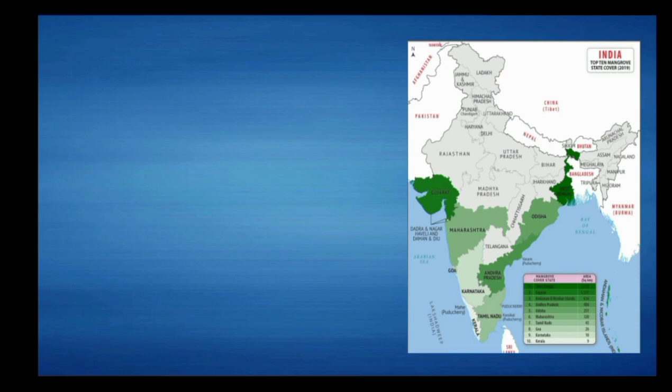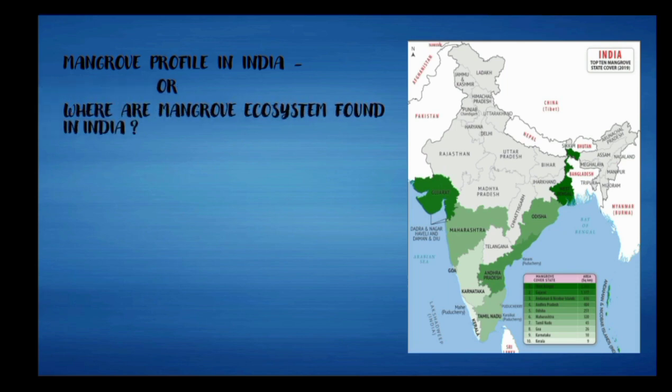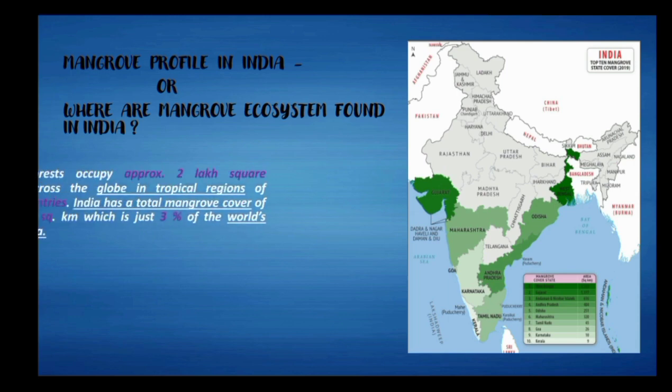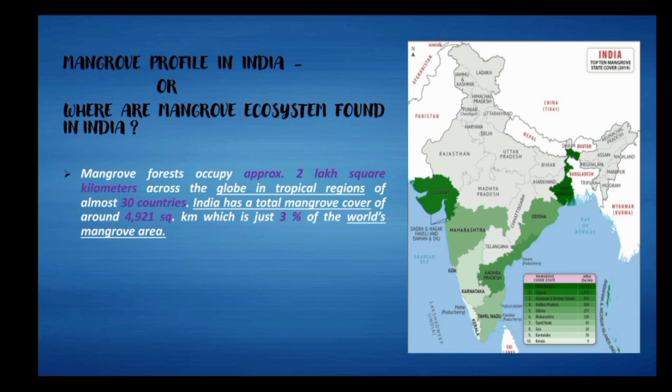Let's move on to the other topic, that is mangrove profile in India, or we can say where is the mangrove ecosystem found in India. Mangrove forests occupy approximately 2 lakh square kilometers across the globe in tropical regions, almost 30 countries. India has a total mangrove cover of around 4,921 square kilometers, which is just 3% of the mangrove area.